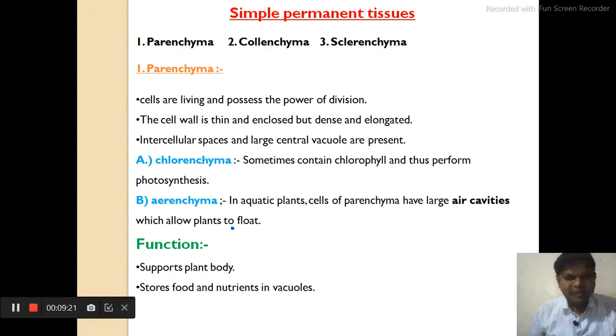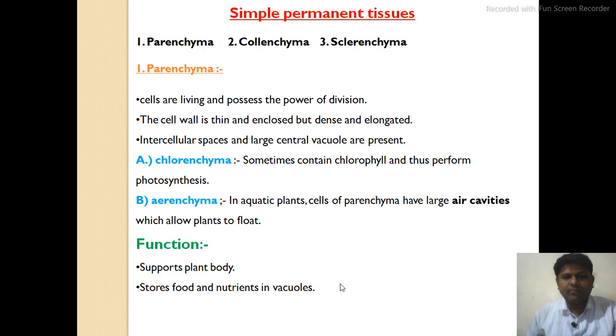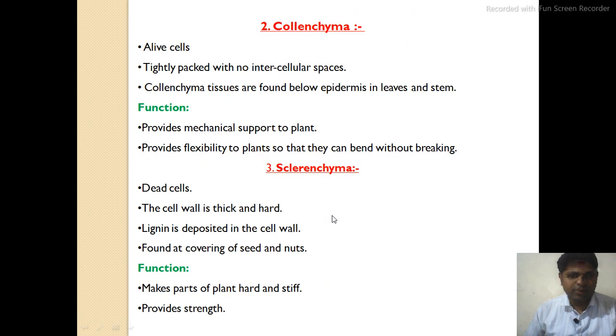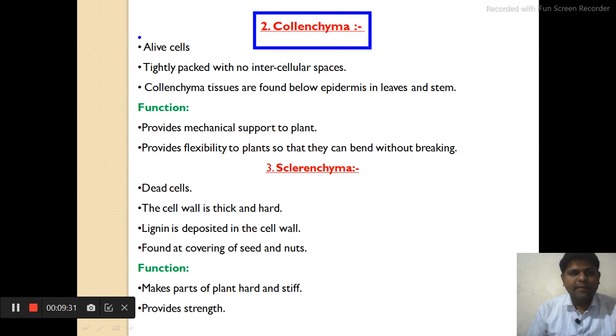What is the function of parenchyma cells? Parenchyma cells give support to the plant body and store food in the vacuoles. Okay. Second is collenchyma. So collenchyma is the second type of permanent plant tissue.